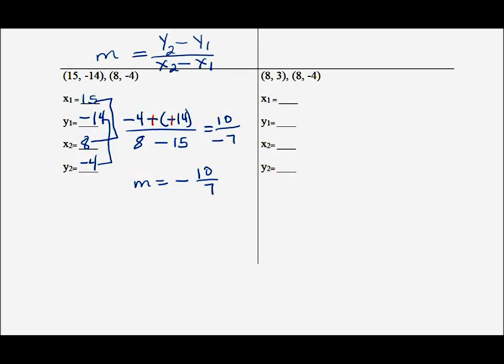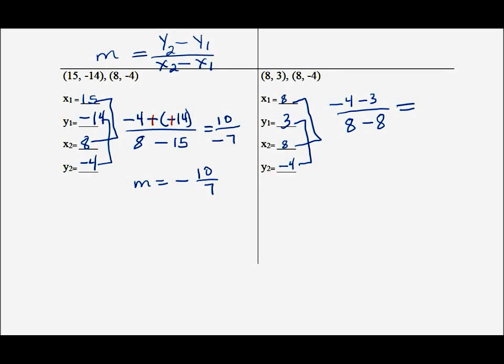Then for the last one, we had the point 8, 3 for the first point, and the second point was 8, negative 4. So x1 is 8, y1 is 3, x2 is 8, and y2 is negative 4. So I'll take them and arrange them in the appropriate order. I'll subtract my y's. That becomes negative 4 minus 3 over 8 minus 8.